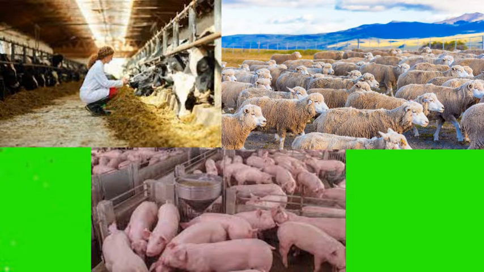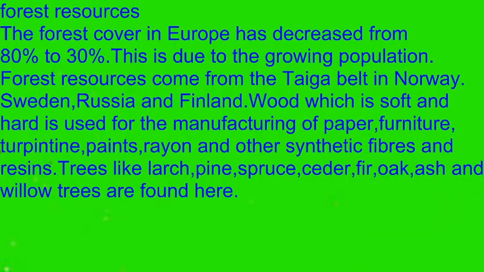Now let us go to the forest resources. The forest cover in Europe has decreased from 80% to 30%. This is due to the growth of population. Forest resources come under the Taiga Belt in Norway, Sweden, Russia and Finland. Wood, which is soft and hard, is used for the manufacturing of paper, furniture, turpentine, paints, rayon and other synthetic fibers and resins. Trees like larch, pine, spruce, cedar, fir, oak, ash and willow trees are found here.